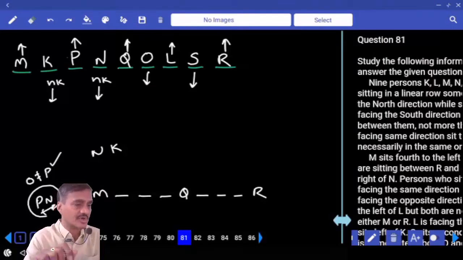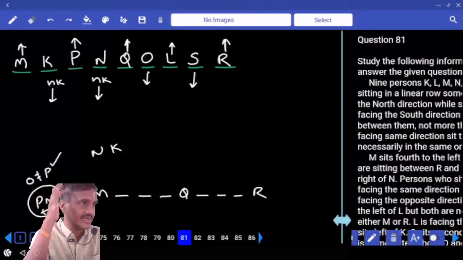According to this, how many persons are sitting between S and the one who sits second to the left of K? Second to the left of K, who is that person? N. And S. Between N and S, how many people are there? There are exactly 3 people. Choice 4, question number 81.